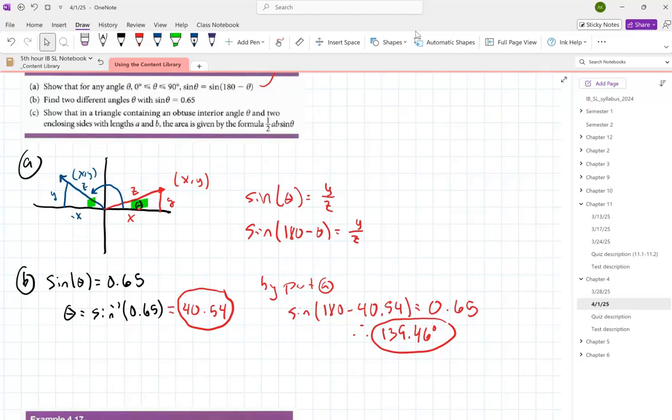Just found an angle coterminal to 40.54, right? That's still going to give you the same value, right? Everyone's okay with that? Angles that are coterminal are basically like fractions like 2 over 2 and 4 over 4, it's the same number. Angles that are coterminal are kind of like the same angle as far as sine, cosine, and tangent and stuff is concerned.